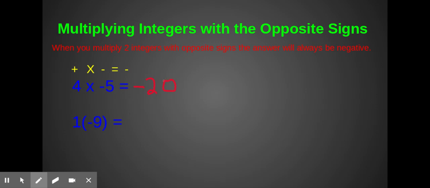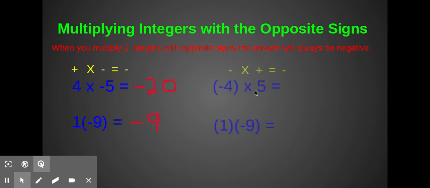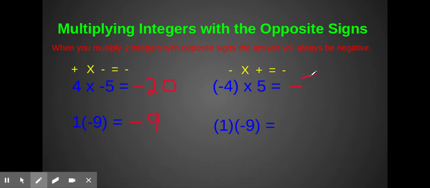All right. So 1 times negative 9, I know the answer is going to be negative. And then I just have to do the multiplication. 1 group of 9 is going to equal 9. And we'll try it the other way with the negative sign in front. Negative 4 times 5 is still going to be negative 20. It doesn't matter which integer is negative and which one is positive. If they do not match, then the answer will be negative. 1 times negative 9 is negative 9.